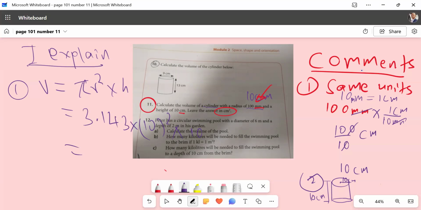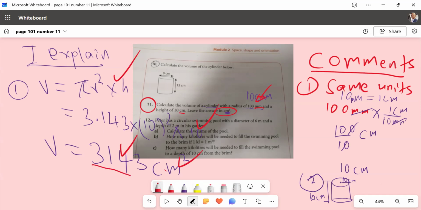Take your calculator, press 3.143 multiplied by 10 times 10 times 10. Then I obtained 3,143, and then this must be measured in cubic centimeter, because here I have cubic centimeter there. So this is our volume. If the student presented this type of work, I will give you 1 mark for the correct formula, 1 mark for correct substitution, 1 mark for correct answer, 1 mark for correct units.